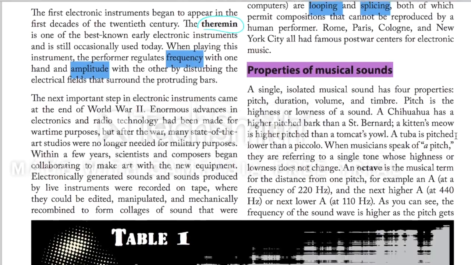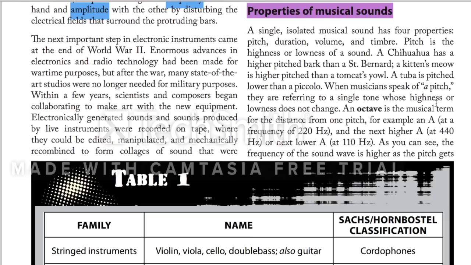All right, a single isolated musical sound has 4 properties. All right, so the properties of sound, here we go. Pitch, duration, volume, and timbre. I know that looks like it should be pronounced one way, but actually you pronounce it "tamber." I know this because I remember my professor in college talked about this, and he corrected us all because we all wanted to say it the wrong way.